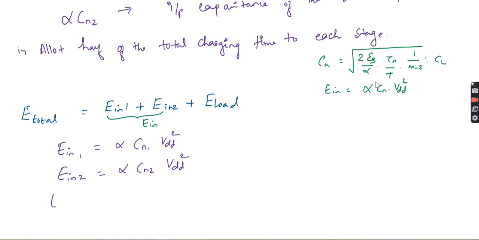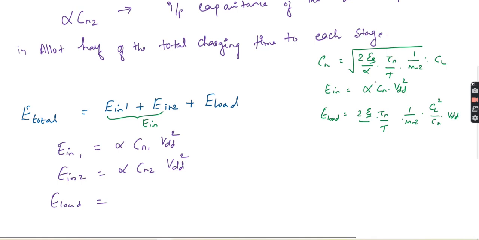Now what about the E load actually? Here, in this E load, we will take it from the previous E load. I will write the previous E load. What is the E load actually? Even this also we will take from the previous. The E load is nothing but 2 psi into tau 1 by t into 1 by m minus 2 into, as we remember from before, CL square by Cn into VDD.